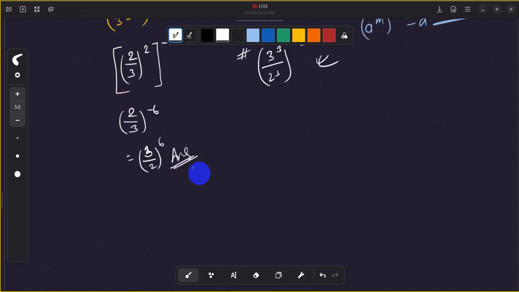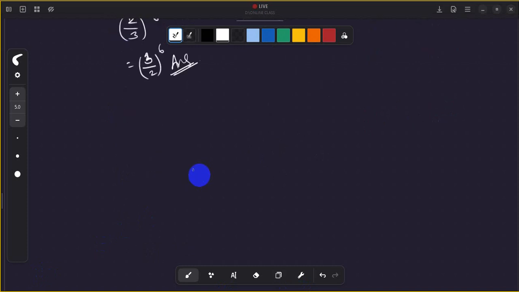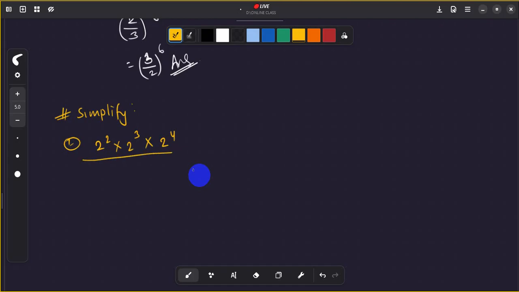Let's do another type of question using laws of indices. The question is: simplify. The first question says 2 to the power 2 into 2 to the power 3 into 2 power 4, over 2 into 2 power 5. Okay, this is our question. Now 2 square into 2 cube into 2 power 4 divided by 2 into 2 power 5.